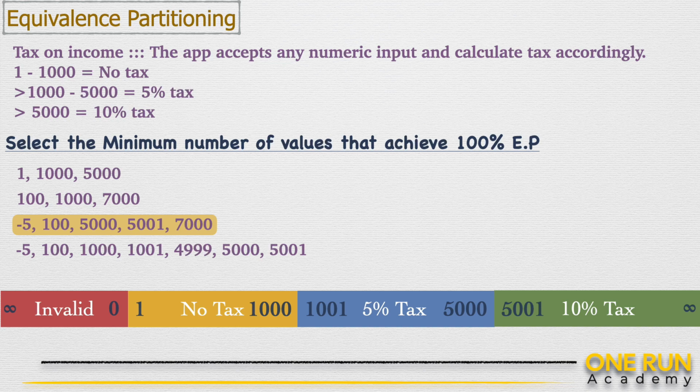But option 4 also achieves 100% coverage. But why didn't we take it as the correct answer? This is because we only need 4 values for achieving 100% coverage. And the question stated that we need to select the minimum number of values that achieve the required coverage. And while option 3 provides 5 values, option 4 provides 7 values. So option 4 will need more time and effort to achieve the same outcome as option 3.